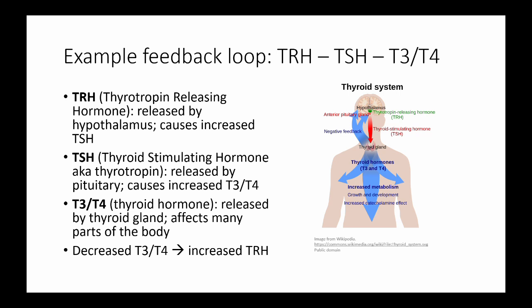TSH, called thyroid stimulating hormone or thyrotropin, is a hormone released by the pituitary. This hormone causes increased T3 and T4 release. T3 and T4, the thyroid hormones, are released by the thyroid gland and affect many different parts of the body. Decreased T3 and T4 levels lead to increased TRH secretion. A diagram of the feedback loop is shown on the right.